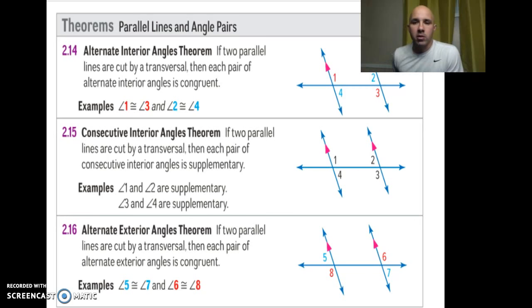Alternate interior angles: angles that are on the inside, and the lines are parallel, they have to be congruent. Consecutive interior angles are going to equal 180, and alternate exterior angles will be congruent.